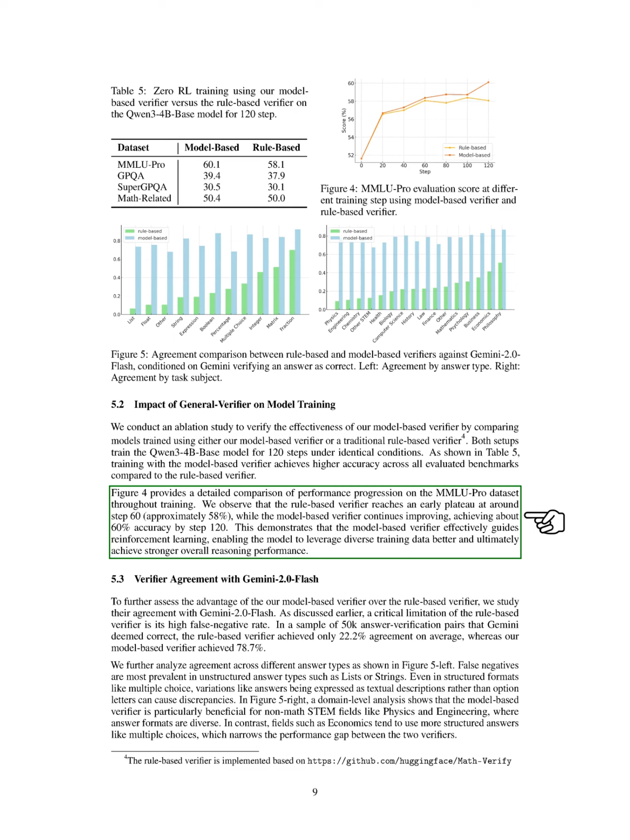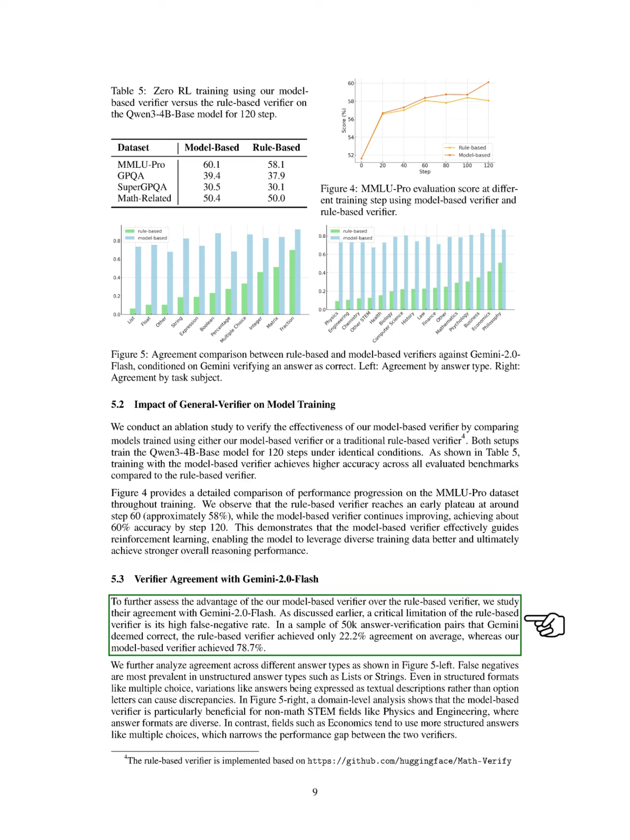We noticed that the rule-based verifier plateaus around step 60, while the model-based verifier continues to improve, reaching about 60% accuracy by step 120. This suggests that our verifier effectively enhances reinforcement learning, allowing the model to utilize diverse training data more effectively.